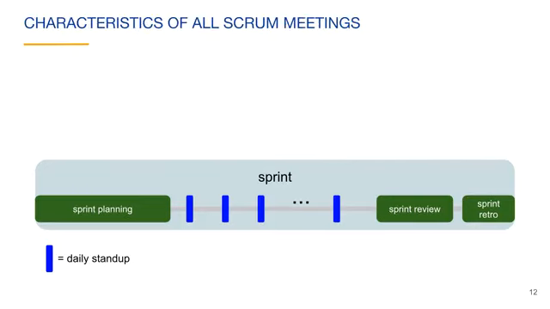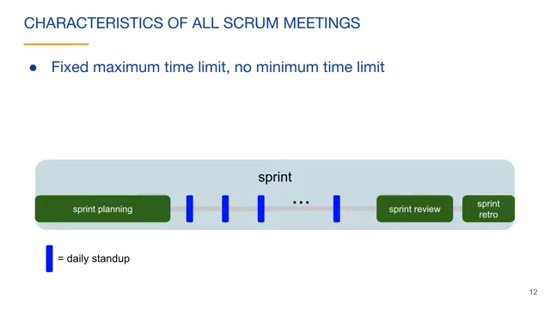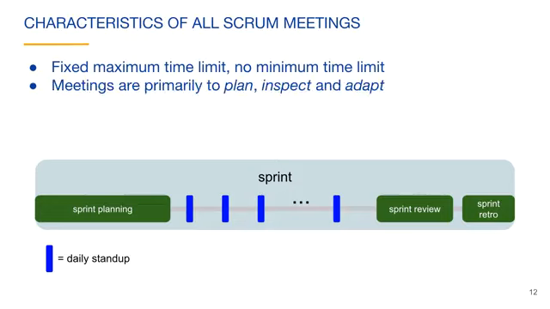All of the Scrum meetings have some common characteristics. The meetings have a fixed maximum time limit and no minimum time limit. Meetings can never go over their allotted time, but they can be ended early if the purpose of the meeting is achieved. The meetings are primarily to plan, inspect, and adapt.